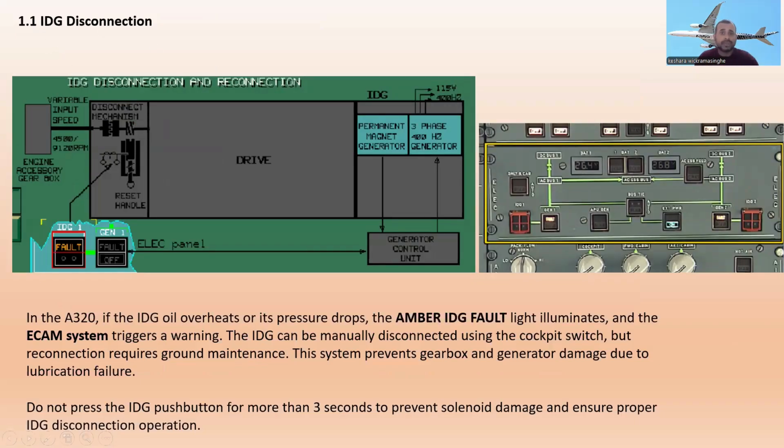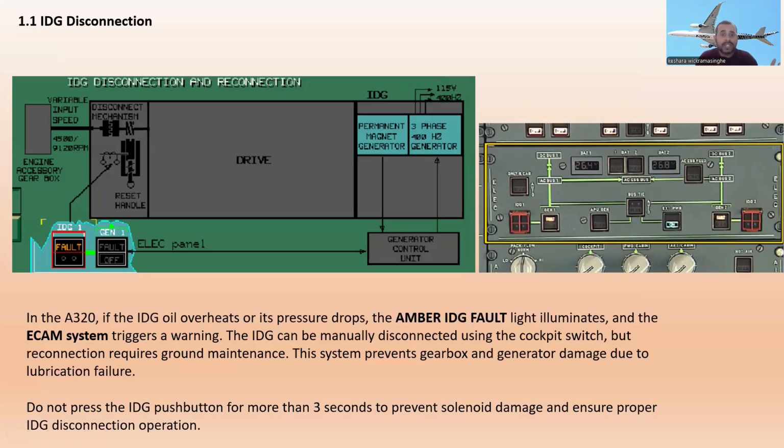You can see the four lights come on. This is the actual overhead panel, and this is the IDG disconnection area. In the A320, if the IDG overheats or the oil pressure drops, the amber IDG FAULT light illuminates, and the ECAM system triggers a warning: IDG fault.